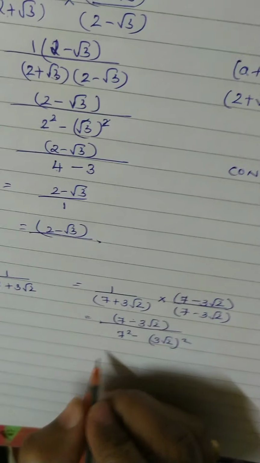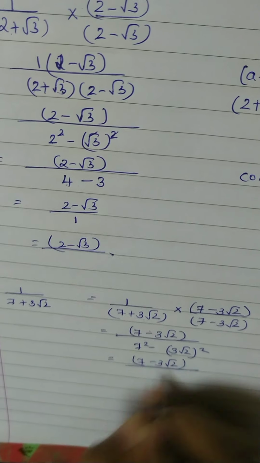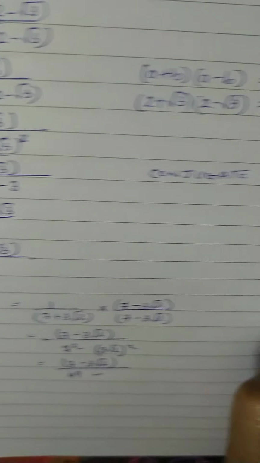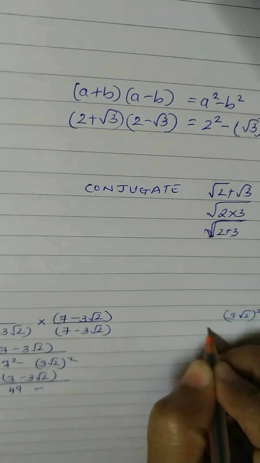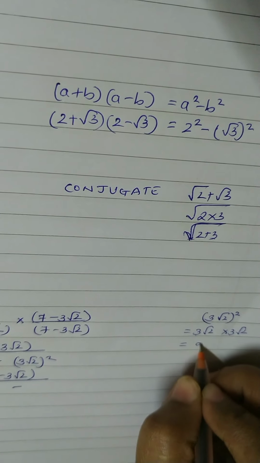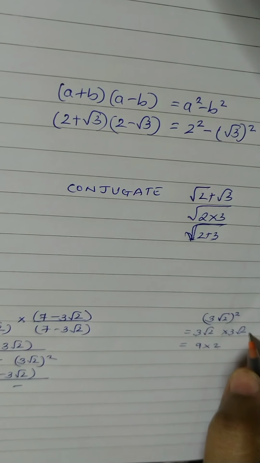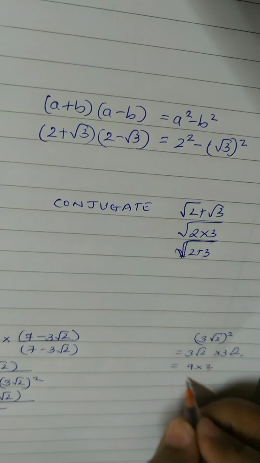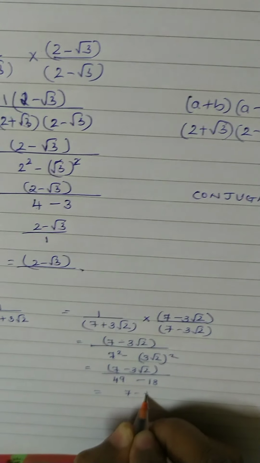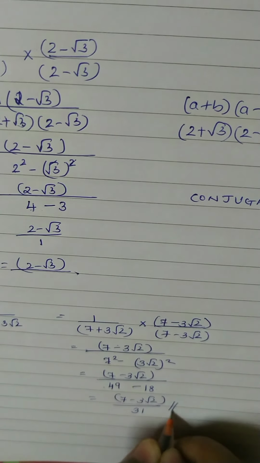Am I clear? So this would give me, numerator does not change because it is simple, nothing to simplify. In the denominator, 7 square is 49 minus. Now if you look at 3 root 2 the whole square, it is nothing but 3 root 2 into 3 root 2. 3 3s are 9. Root 2 into root 2 is 2. Or root 2 into root 2, root 4, and square root of 4 is 2. So this turns out to be 18. Right? So this becomes 7 minus 3 root 2 upon 49 minus 18, which is 31. So this is your answer.